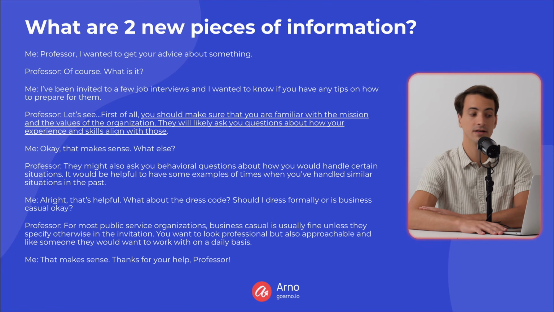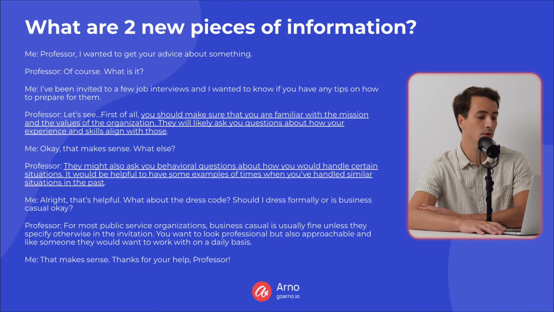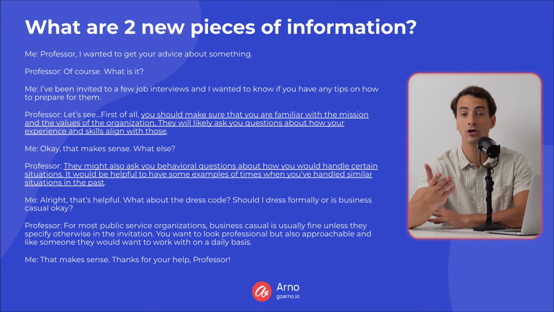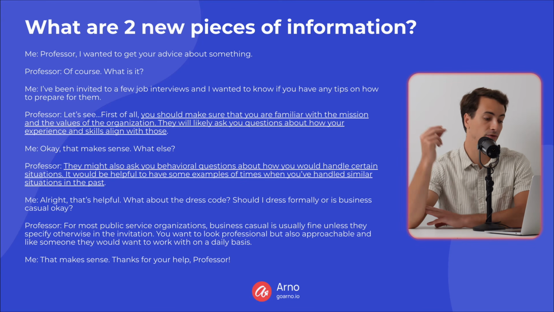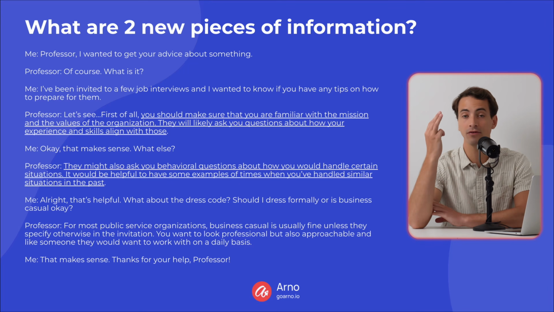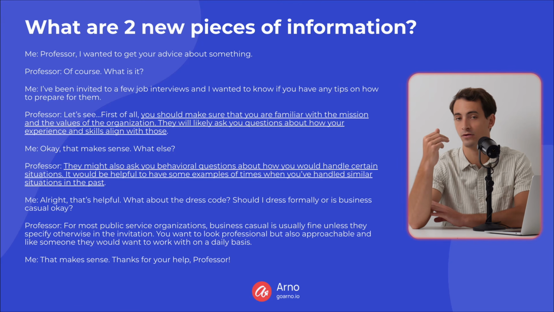Can you find a second bit of information? They might also ask you behavioral questions about how you would handle certain situations. It would be helpful to have some examples of times when you've handled similar situations in the past. And there you go. We have our 2 pieces of information. We have sentence number 2 and sentence number 3. But you can see down below, we have a third bit of information that we could use about how to dress for the interview.